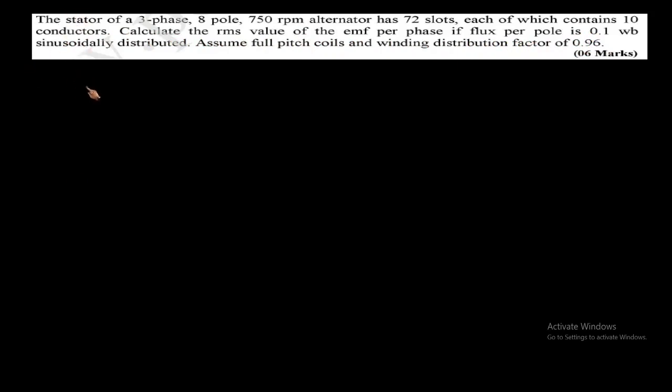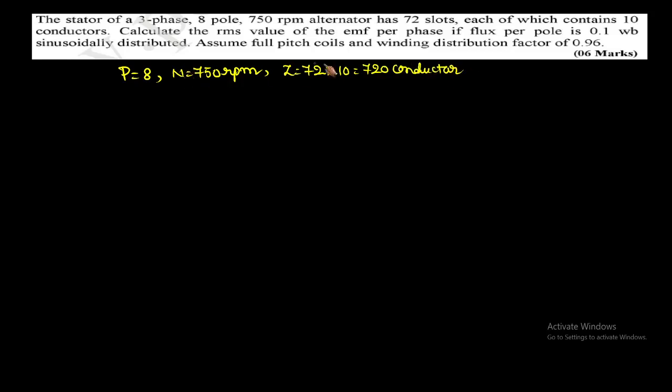The stator of the 3-phase alternator has the number of poles given as 8. It is rotating at 750 rpm. The alternator has 72 slots, and each contains 10 conductors. That means we can write 720 conductors in the alternator.